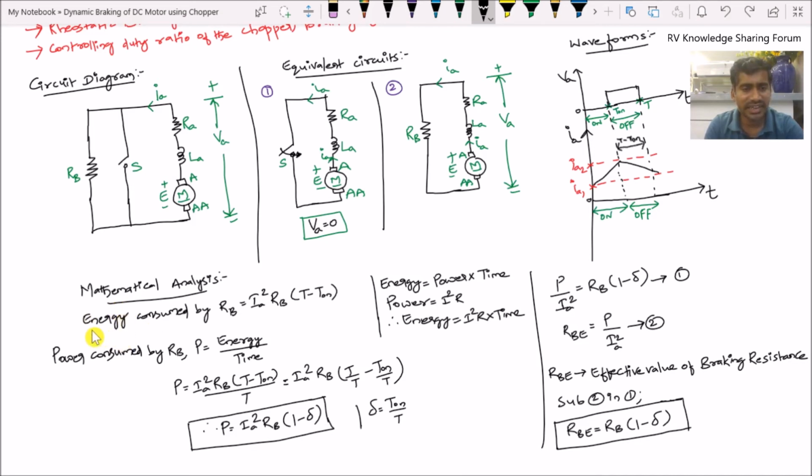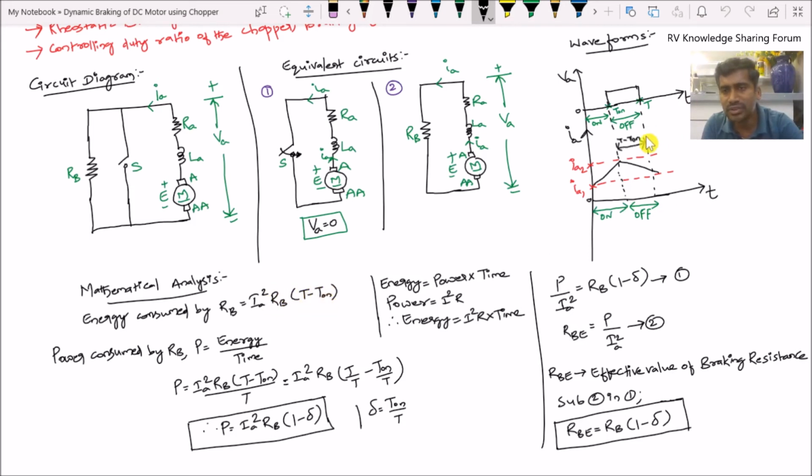Now let us discuss the mathematical analysis. First let us calculate the energy consumed by the braking resistance RB. In the circuit we have RB, the braking resistance. Fundamentally we know that energy is equal to power into time. Power is I square R, therefore energy becomes I square R into time. Based on this formula, the energy consumed by the braking resistance RB is Ia square RB into T minus T on. Here the time period is T minus T on because the braking resistance is on for a period of T minus T on.